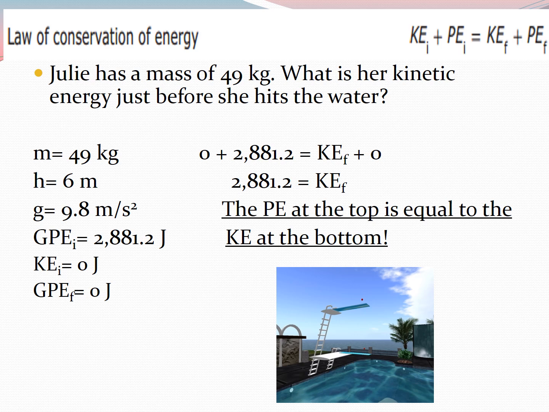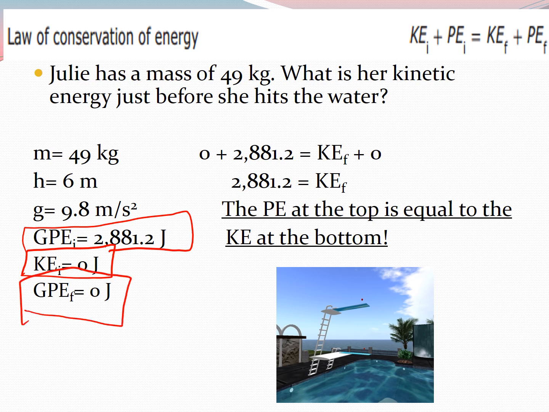To find what her kinetic energy is just before she hits the water, first of all, we have to realize that our kinetic energy initially is 0, right? Because our gravitational potential energy was this amount, 2,881.2. That's where she had the most potential energy and the least kinetic. That means on the final side, she has the least potential energy. So let's draw her right here in the picture, and you should have that picture on your paper as well, so we're not confused.